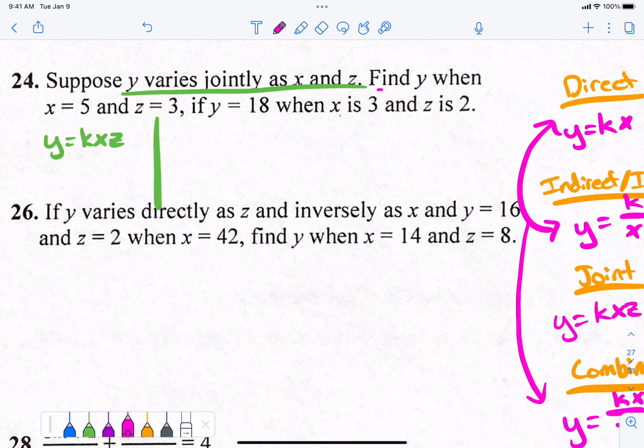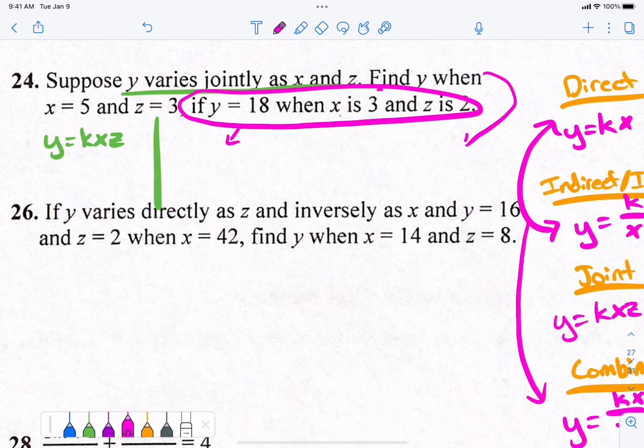24, that's where they give it to you backwards. Find y when x is 5 and z is 3. That's what goes over here on the right side. That's what we're wanting to find, so you save that information for last. Okay, there's your head start. Keep it going.